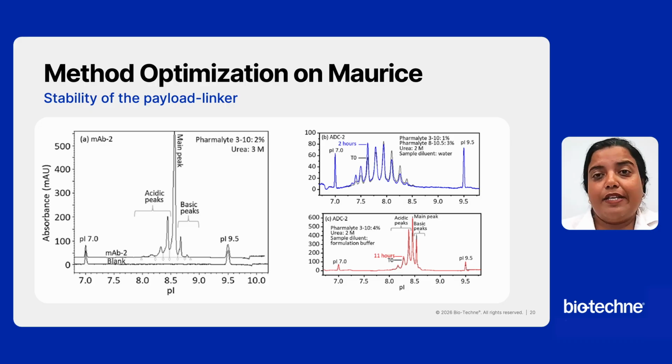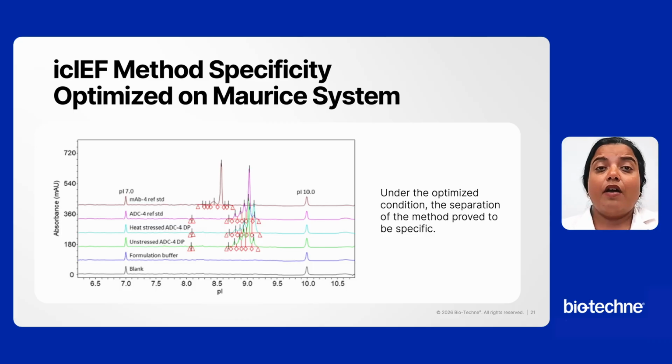Considering the optimal stability of the lactone is under a weak acidic environment, the alkaline ampholyte 8 to 10.5 was removed while the formulation buffer was used as the matrix. Now, the solution stability here is significantly improved under these conditions, and as seen in the E-gram on the bottom right. Under the optimized conditions, there were no interfering peaks in the formulation buffer.